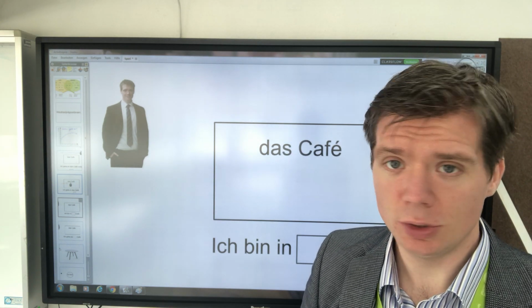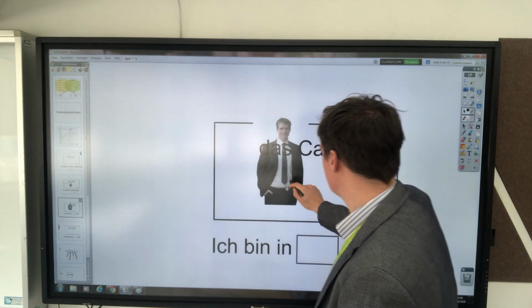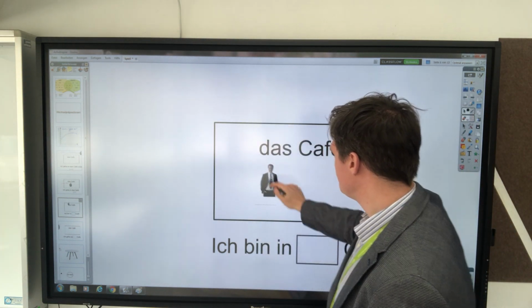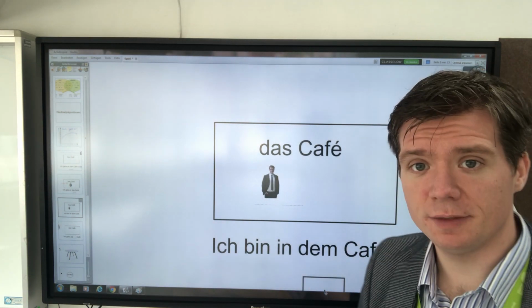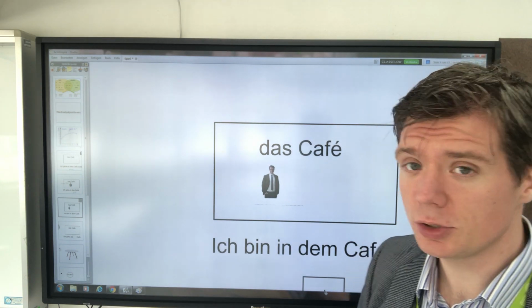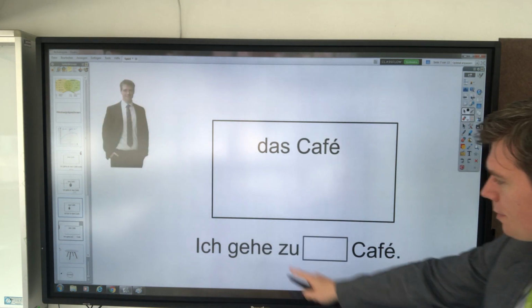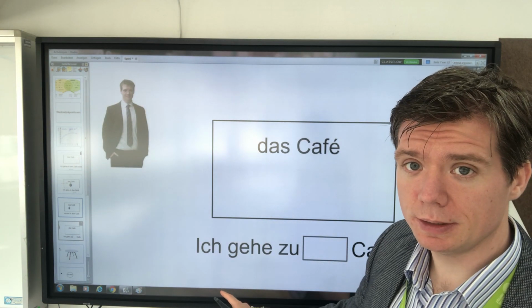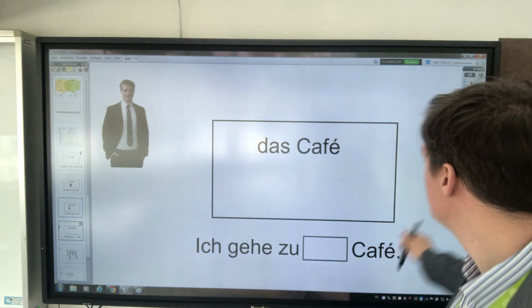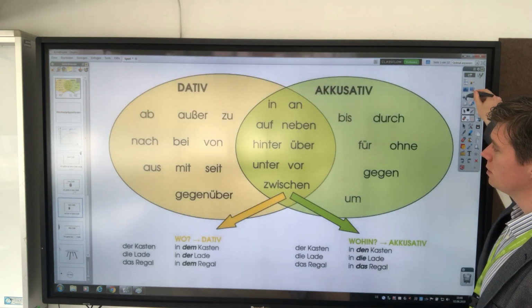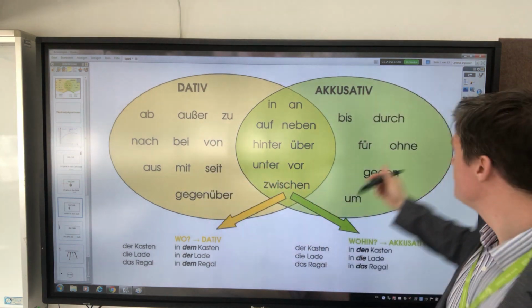Automatically dative. You don't move. Okay, so how it would be: Ich bin in dem Café, or ich bin im Café. Automatically. Gehe is a movement. But careful, zu is not a Wechselpräposition. Zu is here dative, so you don't have to think. Okay?